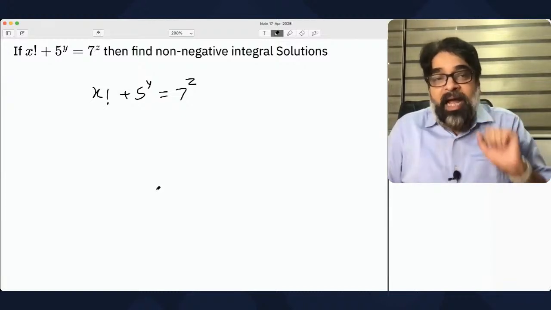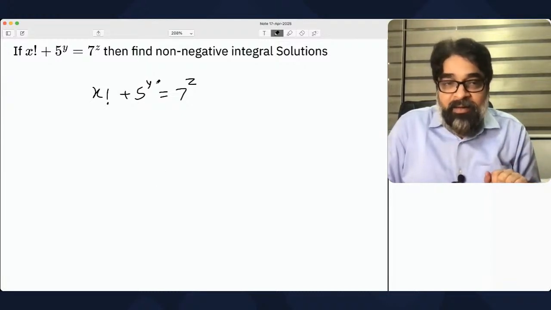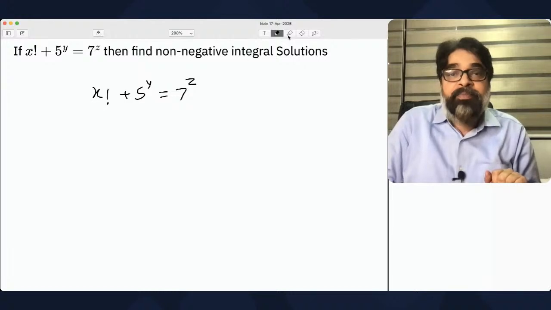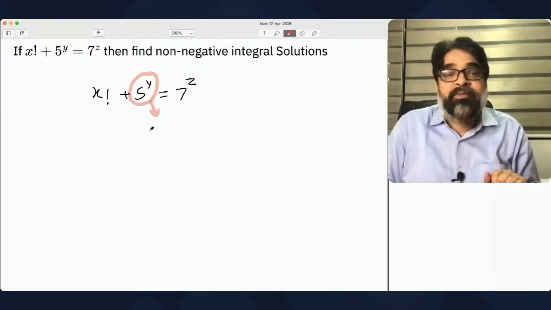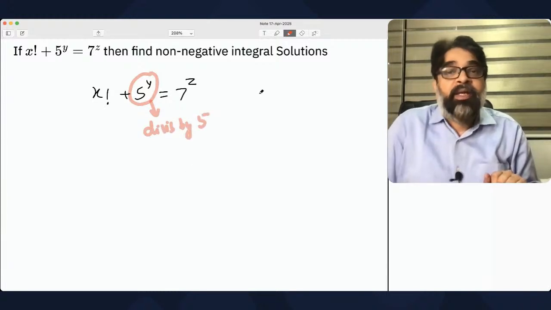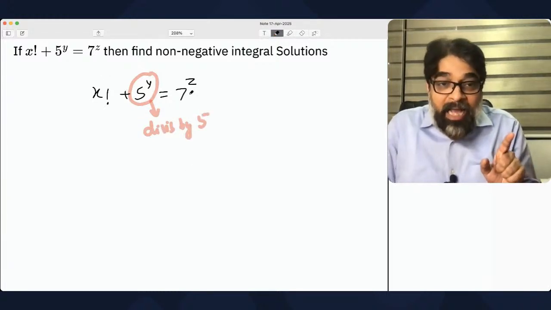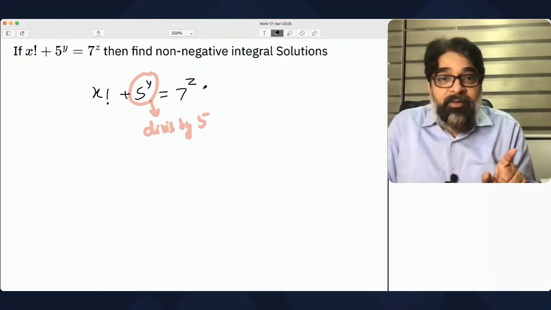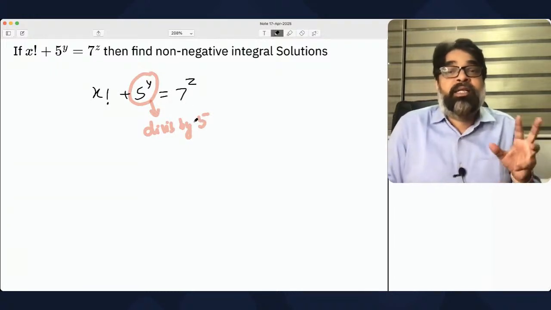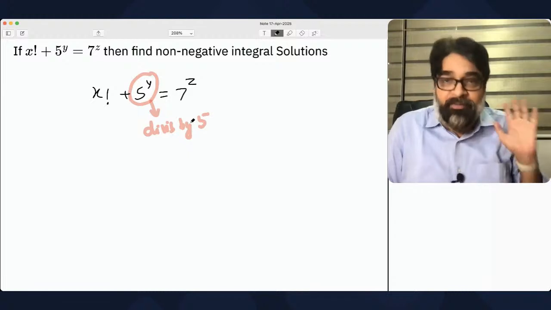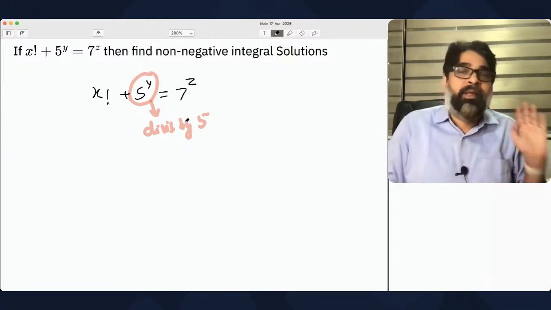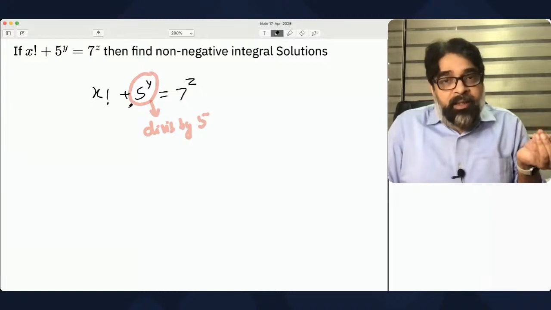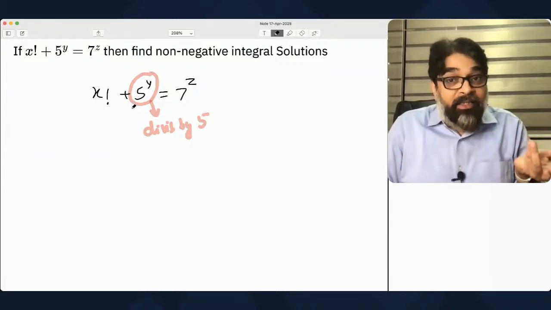So what was the first idea I got? This quantity is always divisible by 5. Can you see? This quantity is always divisible by 5. Yes or no? Because I know this cannot be divisible by 5, impossible. 7 power z is never divisible by 5. Whatever you put, 7 power z is never divisible by 5. I hope all of you can understand why it's not divisible by 5.